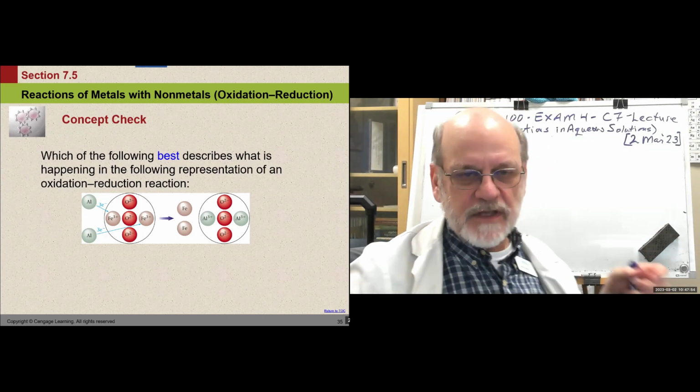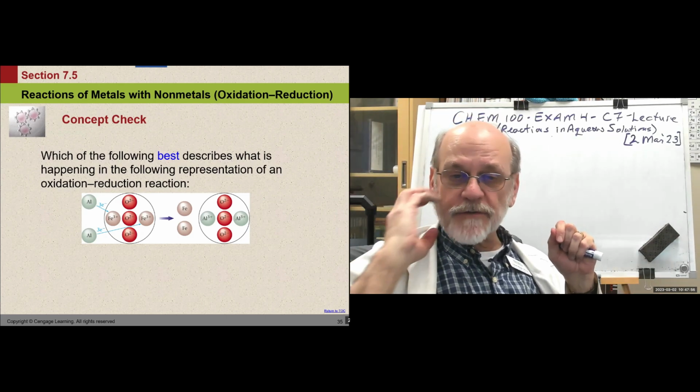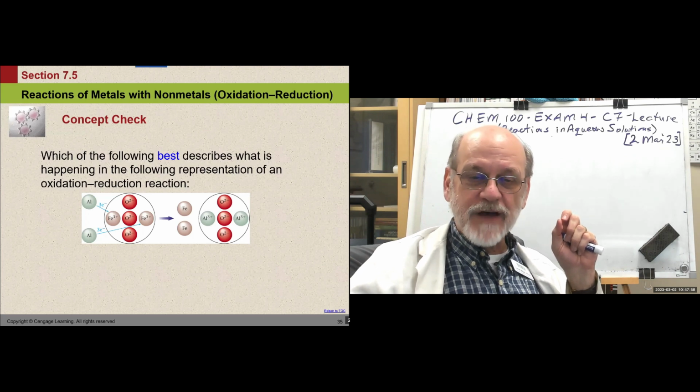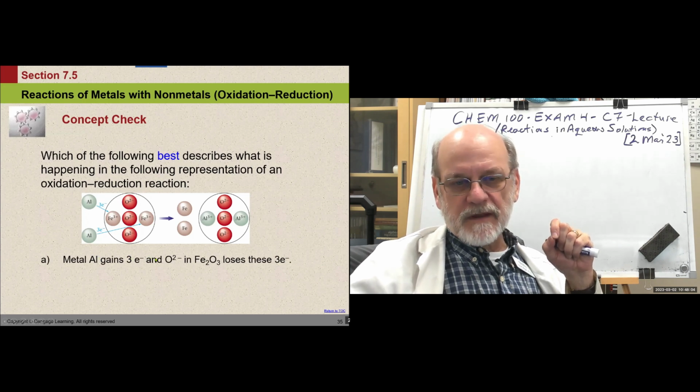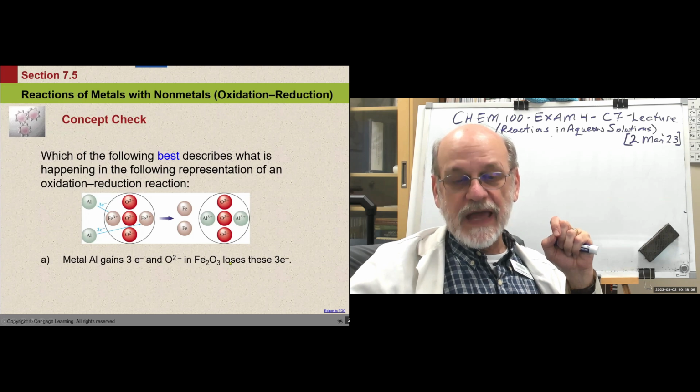All right, so let's get back to the slide. Which of the following best describes what is happening in the following representation of an oxidation reduction reaction? Aluminum gains 3 electrons and oxygen 2- loses these 3 electrons.